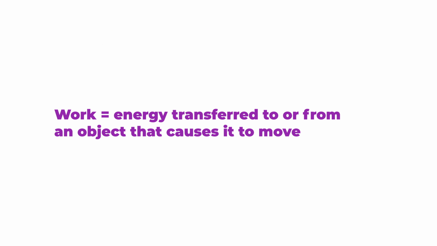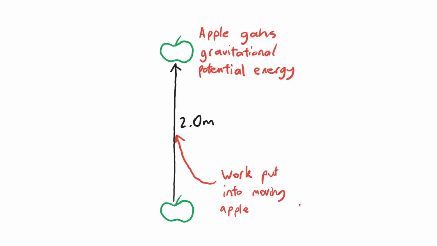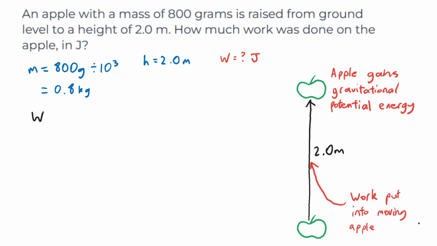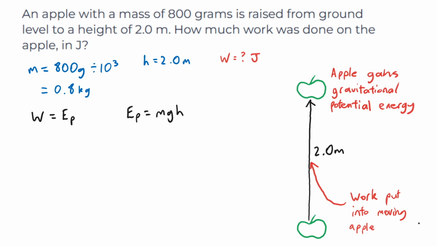In physics, work is defined as the energy that is transferred to or from an object that causes it to move. In this problem, work was performed on the apple to raise its height. The apple has had work done on it by increasing its height. When an object gains height, it gains gravitational potential energy, or E with a subscript of P, and the P stands for potential. The work done on the apple will be equal to the gravitational potential energy that the apple gains. The equation for gravitational potential energy is mass times gravity times height.